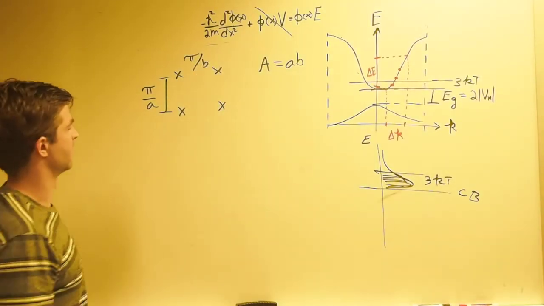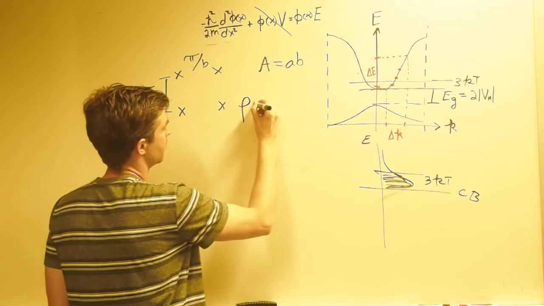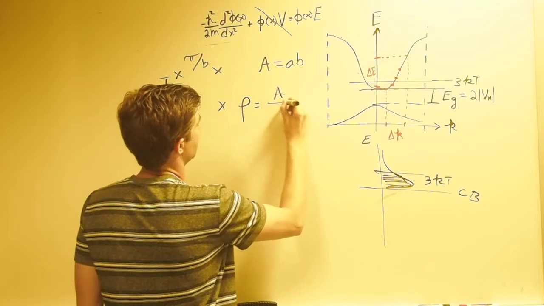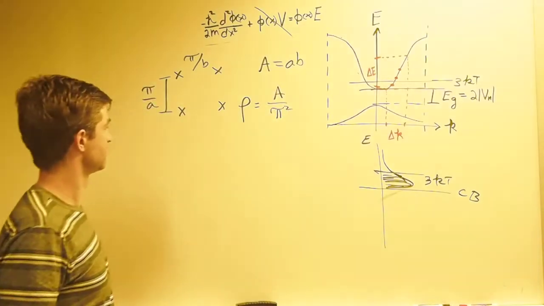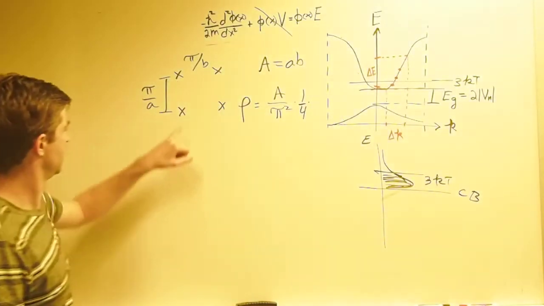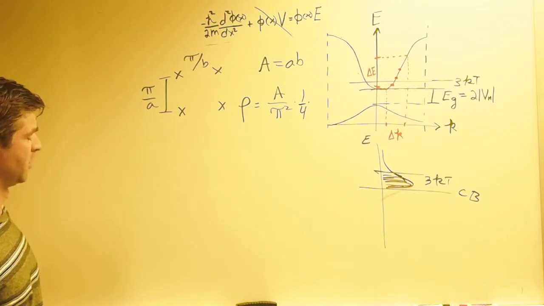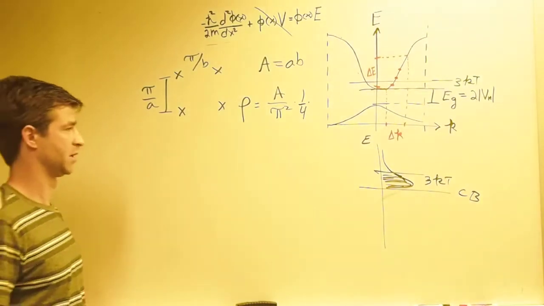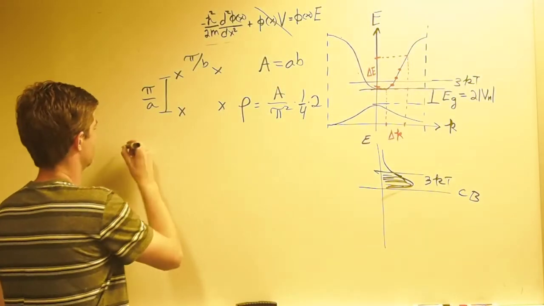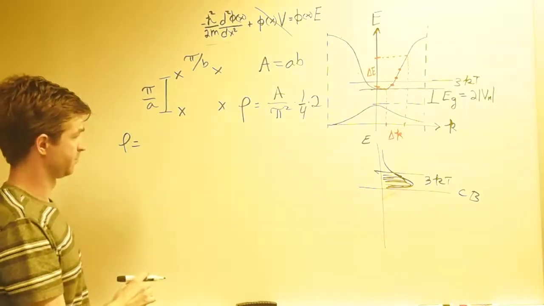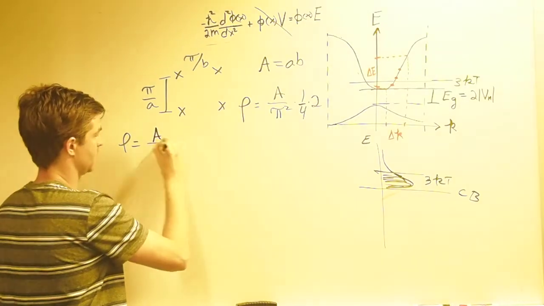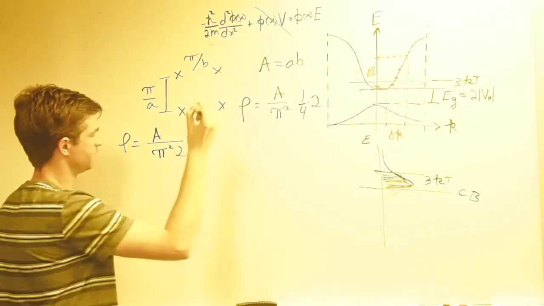And we can say that the number of states per unit area in reciprocal space is simply A over pi squared. Well, we have four reciprocal lattice points, and it's a fermion, spin up, spin down, 2. So that changes the number of states in some area in K space to A over pi squared times 2.